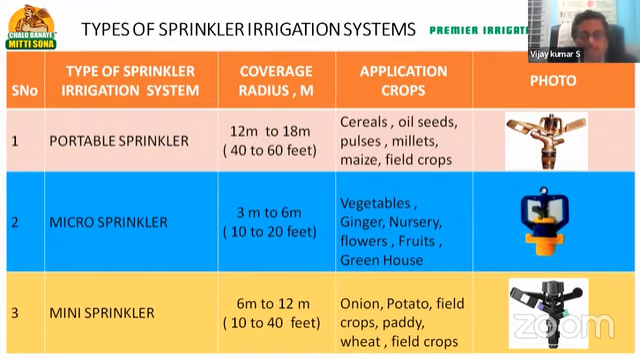So basically we are going to look at the number 2 and number 3. That is, we are going to look at the design of a micro sprinkler system and a mini sprinkler system. The portable sprinkler system is basically a set of 30 pipes with 5 nozzles given, and the farmer just has to fit it and take it. So there is really no design in that.